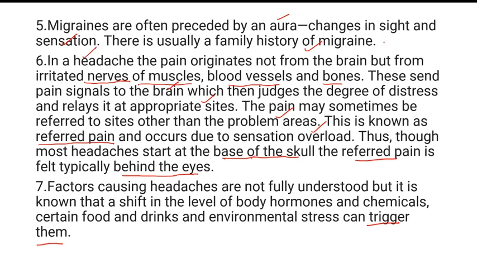Now in this third main heading, we can say about the origination of headache. Origination, first point: it originates not from the brain, but from nerves or blood vessels or bones. These are the originating places of this headache.